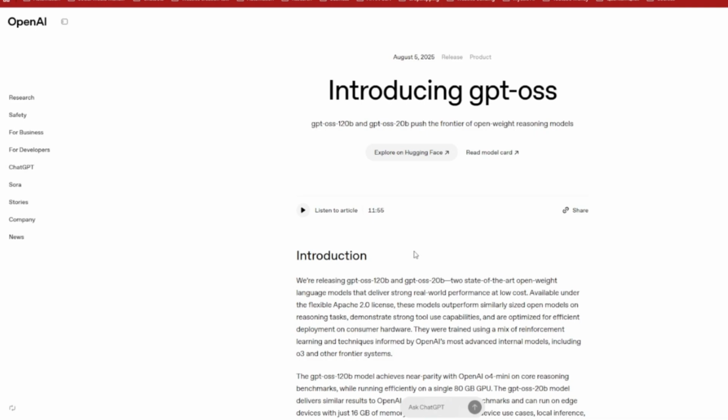Finally, OpenAI living up to its name, releasing open source models. So they've just released two open source models. They are called GPT OSS 120B and GPT OSS 20B.